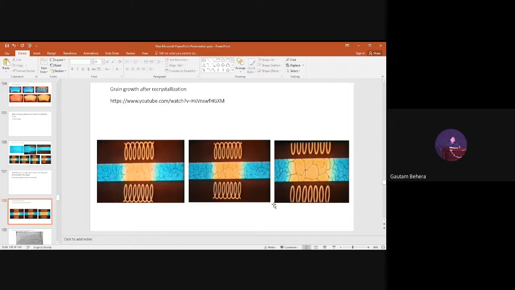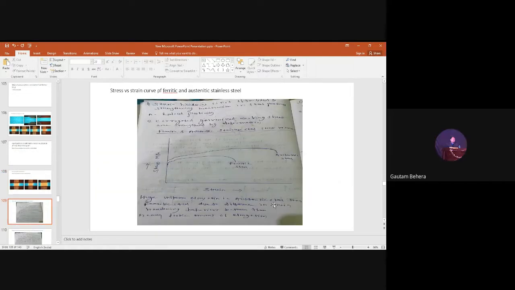Do coarser grains have low ductility, if you remember, or high ductility? High ductility. Very good. So, okay, fine. And this is a figure showing the engineering stress versus strain plot for ferritic stainless steel and austenitic stainless steel.